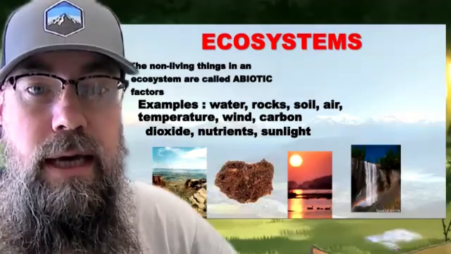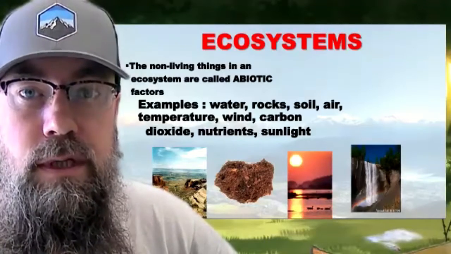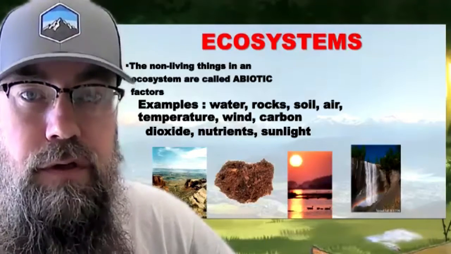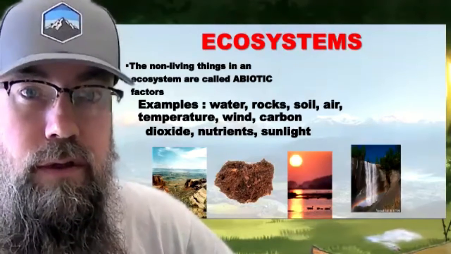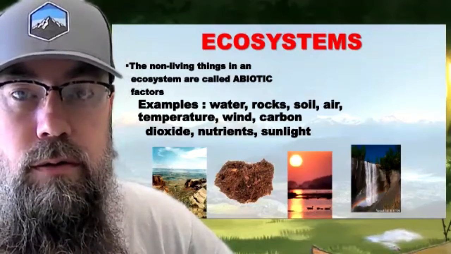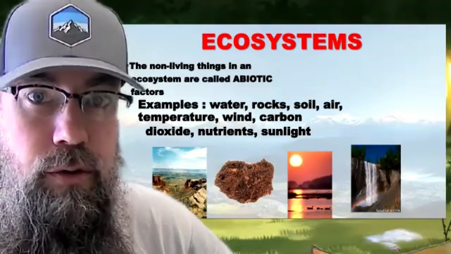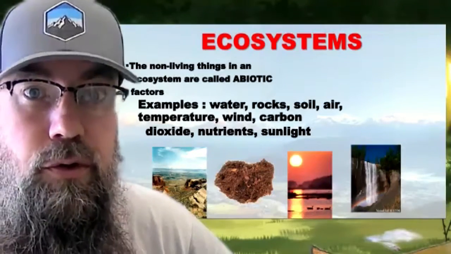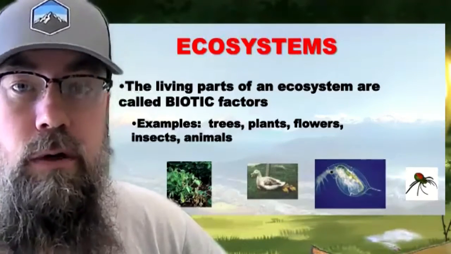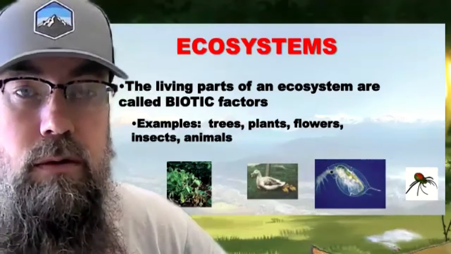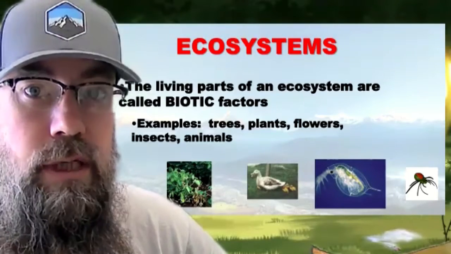So first, let's talk about the abiotic factors. These are the things in an ecosystem or an environment that aren't living. This includes rocks, water, soil, air, temperature, wind, carbon, the nutrients in the soil, and sunlight. The living parts of an ecosystem include any organism that is alive. So that's animals, plants, insects, trees, and flowers.